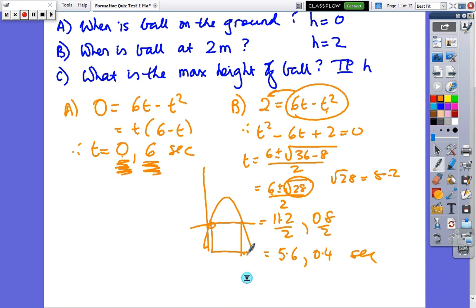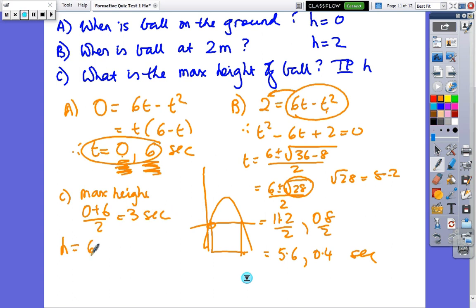Okay, maximum height is at the turning point. Now, they're the x-intercepts, so to speak. So maximum height is halfway between those numbers. So add them and divide by 2. So the maximum height is at 3 seconds. So height equals 6 times 3 minus 3 squared equals 18 minus 9. So the maximum height of the ball is 9 meters. So this is applications of quadratic functions.